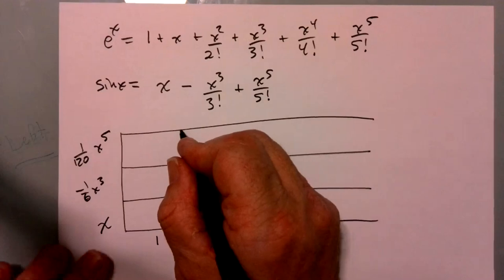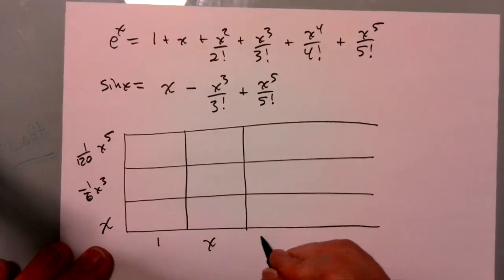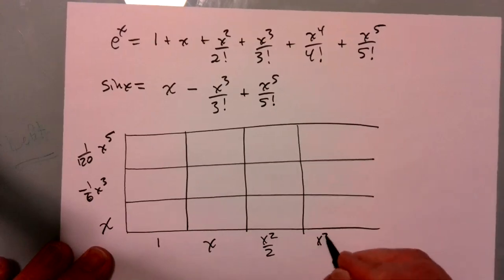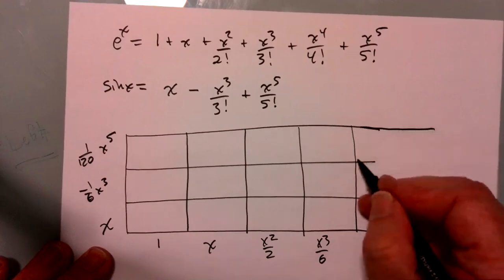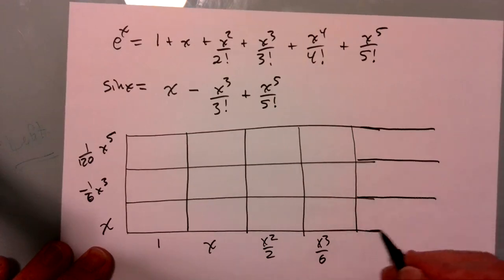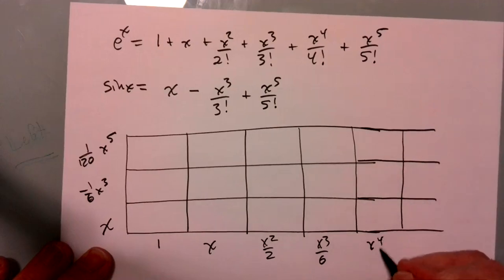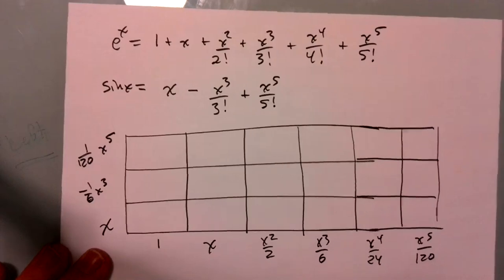Then I have 1, then I have x, then I have x squared over 2, x cubed over 6. Looks like I need a little bigger box. x to the 4th over 24, and x to the 5th over 120. So you just multiply these things together and add them all up.